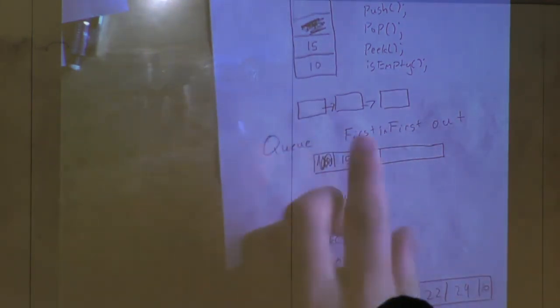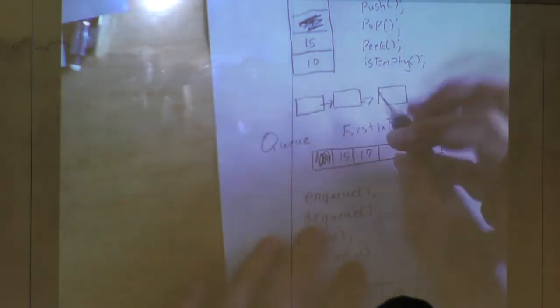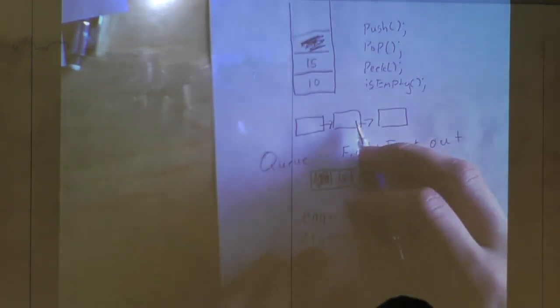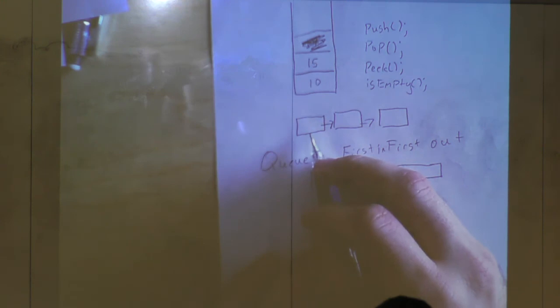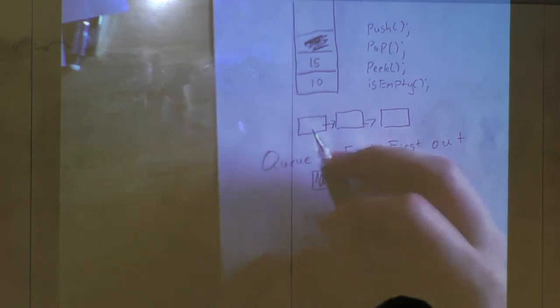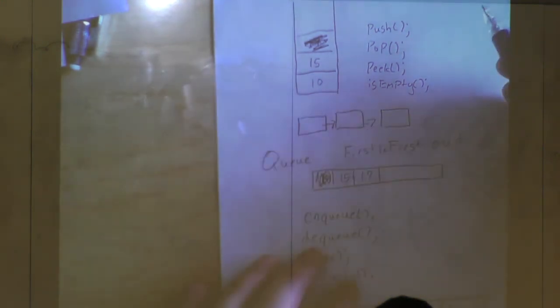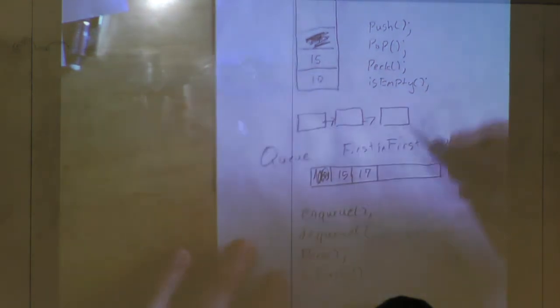Like if you push here at the head, this was the head, you pushed here, and then this was the head and you pushed here. Now if you pop the head, you're going to pop this thing, which was the last thing to be pushed. So that would be, with linked lists, order 1 for a stack.